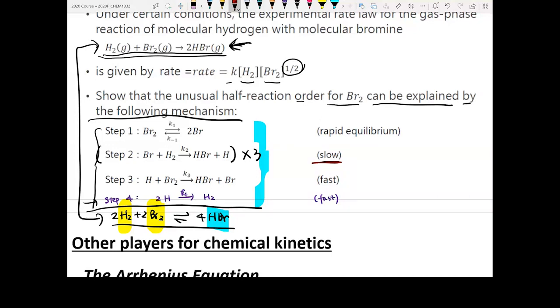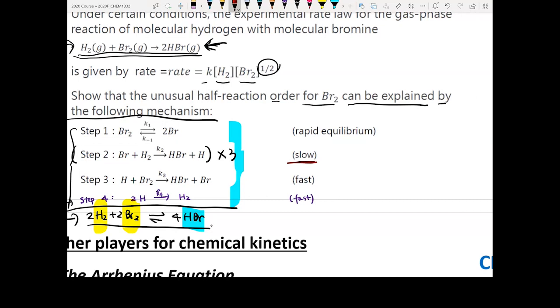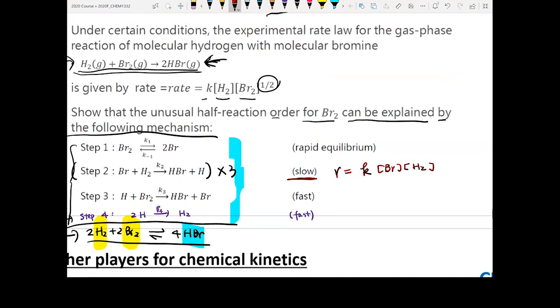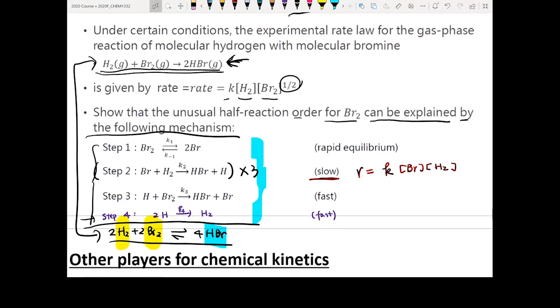slowest step, okay? So in this case, your reaction rate can be simply written as k times [Br] times [H2]. Once you see this, you will realize this [H2] is actually your reactant, but Br is not. So you need to find a way to convert your Br back into your Br2, because Br2 is actually a reactant. Okay, so what we can use is the equilibrium relationship between Br and Br2.